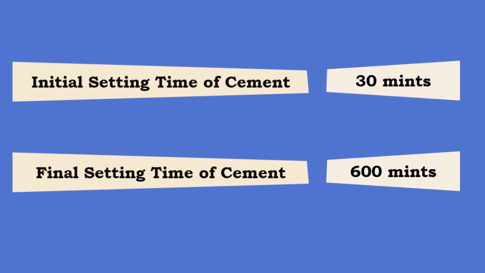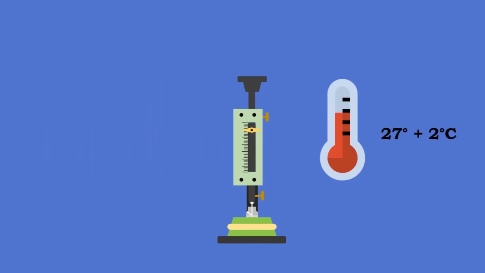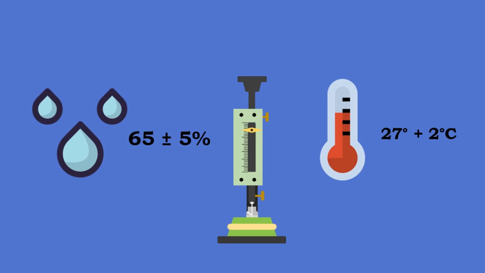Generally, the initial setting time of a cement is around 30 minutes and the final setting time of a cement is around 600 minutes, that is 10 hours. This test is conducted at 27 degrees Celsius plus or minus 2 degrees Celsius and at a relative humidity of 65%.